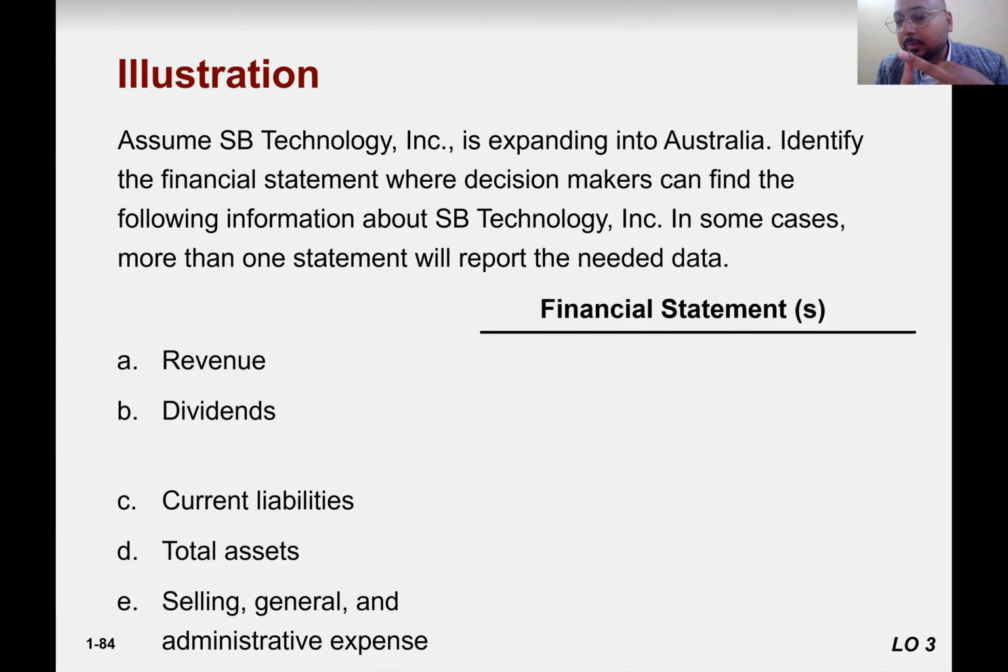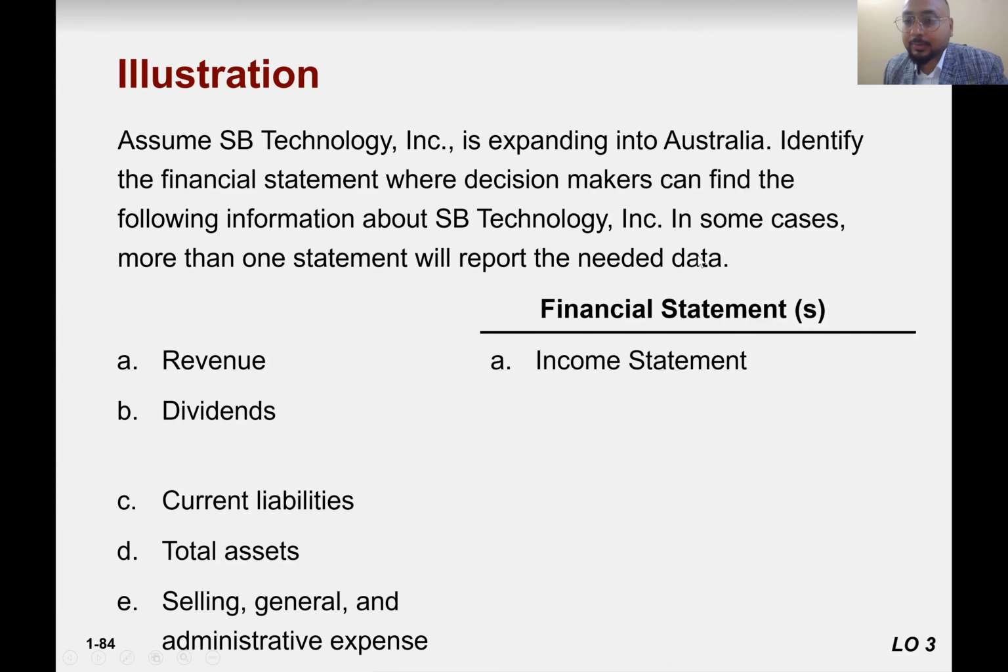Retained earning formula is opening retained earning plus net income minus dividend. That is your retained earning formula. Then balance sheet, assets is equal to liabilities plus owner's equity. Cash flow statement, operating activity plus investing activity plus financing activity. That's it. So revenue, where can we find out?